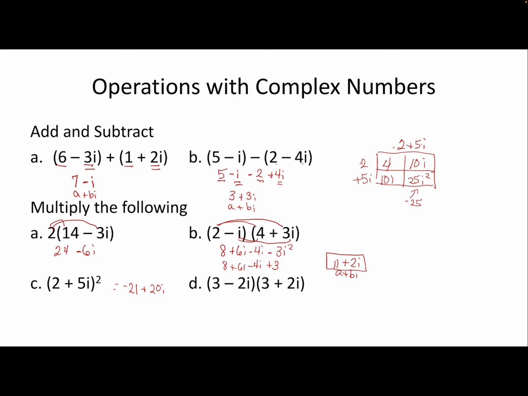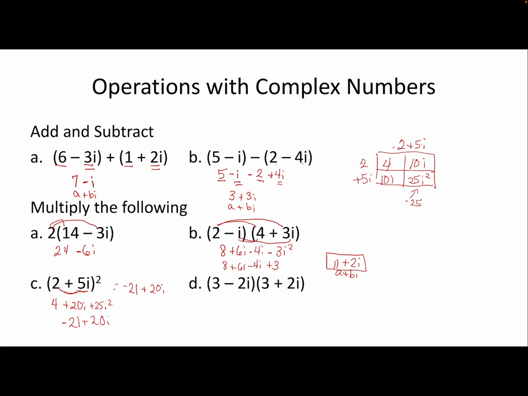Likewise, we could have simply squared the first term. 2 squared is 4. Multiply the 2 together and double them, so plus 20i. Square the last, so 25i squared. 25i squared is a negative 25, plus 4 is a negative 21, plus 20i. We get the same result both ways.